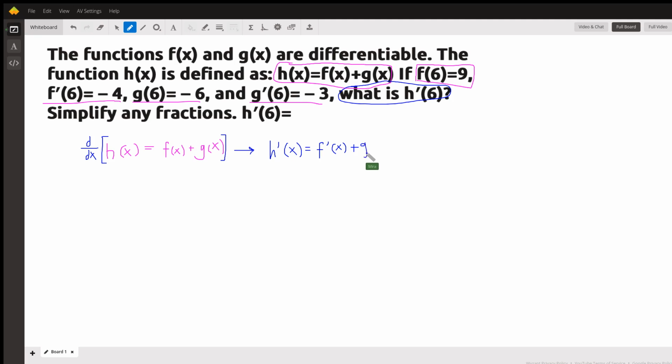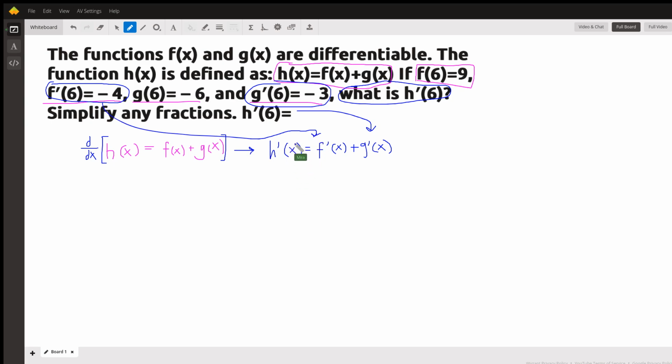So now I hope that you've noticed a little pattern here, because the things that they are giving in the question could really help out here. So in the question, it's telling us that f prime of 6 is equal to negative 4. And it's also telling us that g prime of 6 is equal to negative 3. Now if we were to plug in those values right here and right here, then we could potentially find out h prime of 6.